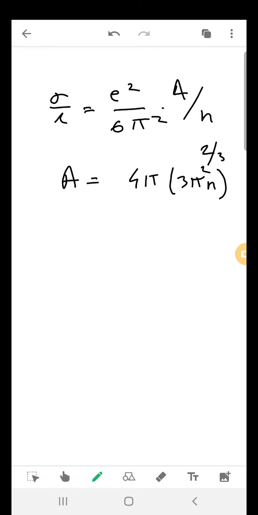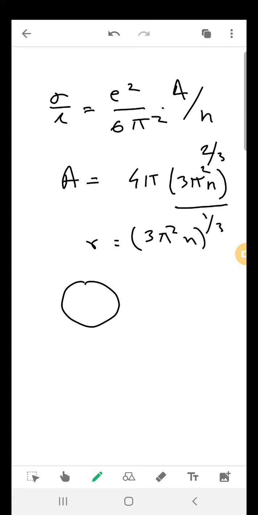So surface area is 4 pi r square. So instead of using r square, we are using this value. So this replaces the r square. R is basically (3 pi square n) to the power 1/3. This is the r. So that's how we are getting the r. 4 pi r square is the square of that. And the surface of this sphere that we talked about is actually the Fermi surface, this A.